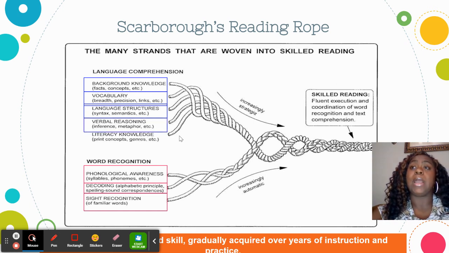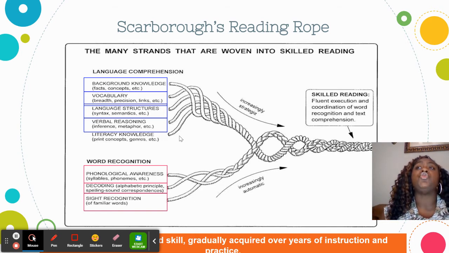The fourth one is verbal reasoning. Now, with verbal reasoning, this is looking beyond the words to infer meaning from what is being said or what is not being said. So, readers must be able to understand when words are used literally or figuratively. And that's very important. That's something we have to teach. We have to teach students how to make inferences. So, they need those verbal reasoning skills in order to comprehend the text.